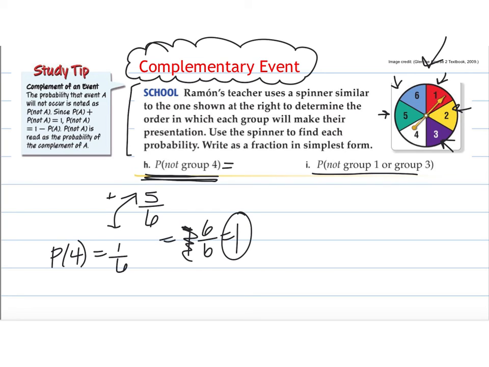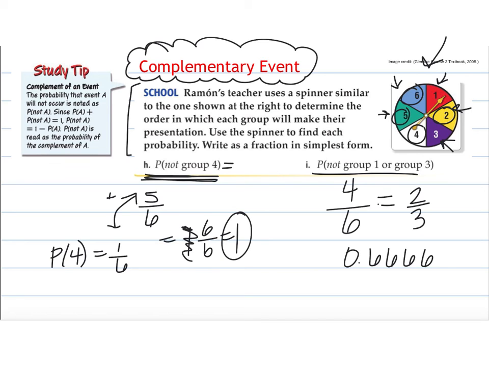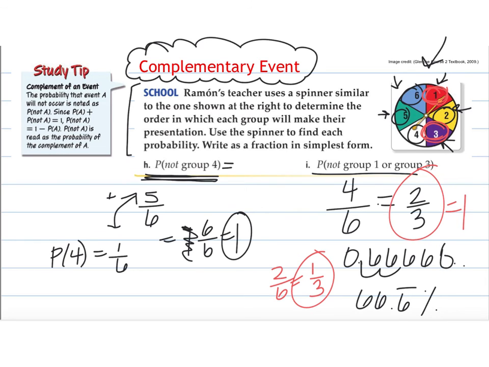The probability of not group 1 or group 3. So that means I could get 2, 4, 5, 6. So 4 favorable outcomes, because those are not groups 1 or 3, out of 6 total outcomes, which would be 2/3. 2 divided by 3 is 0.6 repeating. And then if I move my decimal to the right 2, I would end up with 66.6 repeating percent. And then what about the probability of group 1 or 3? 1 or 3 would be 2/6, which is 1/3. 1/3 plus 2/3 equals 1.